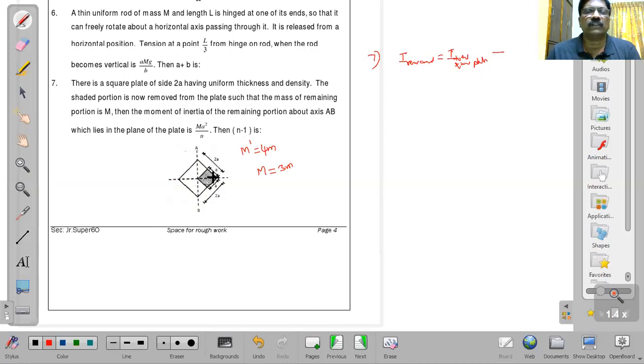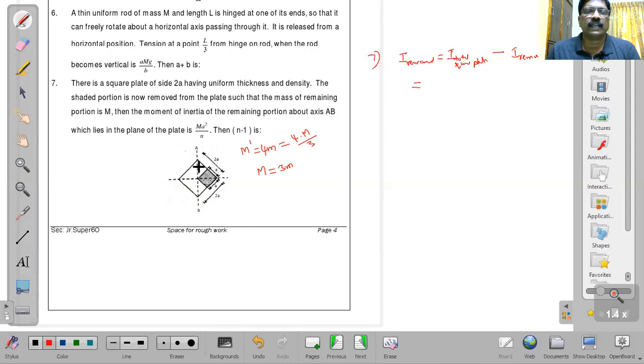From the moment of inertia of this small part, the moment of inertia of the removed part about the same axis we have to find. That means the moment of inertia of the remaining part is equal to the moment of inertia of the entire square plate minus that. What is the total mass of the square plate? The total mass of the square plate is equal to 4m. We have to write this in terms of the given symbol. Capital M is given, that is the mass of the remaining part. So 4 into small m can be written as M by 3. It is the total mass of the square plate when no part is removed.